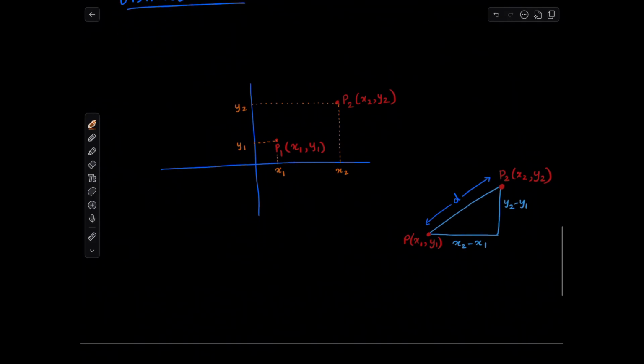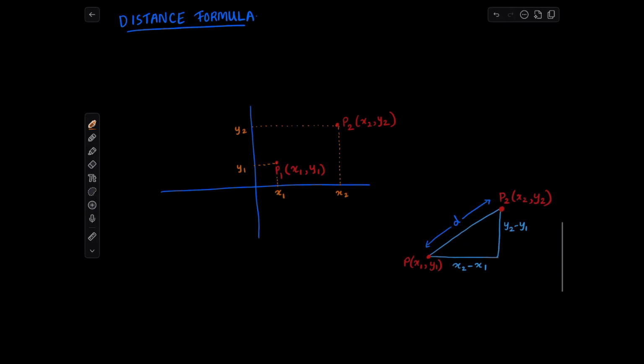Let P1 be a point with x-coordinate x1 and y-coordinate y1, and let P2 be a point with x-coordinate x2 and y-coordinate y2. We can think of P1 and P2 to be in the corners of a right-angled triangle. Now, the hypotenuse of this right-angled triangle will give us the distance between P1 and P2. The base of this right-angled triangle will be x2 minus x1, and the height will be y2 minus y1. Let D be the hypotenuse of this triangle.